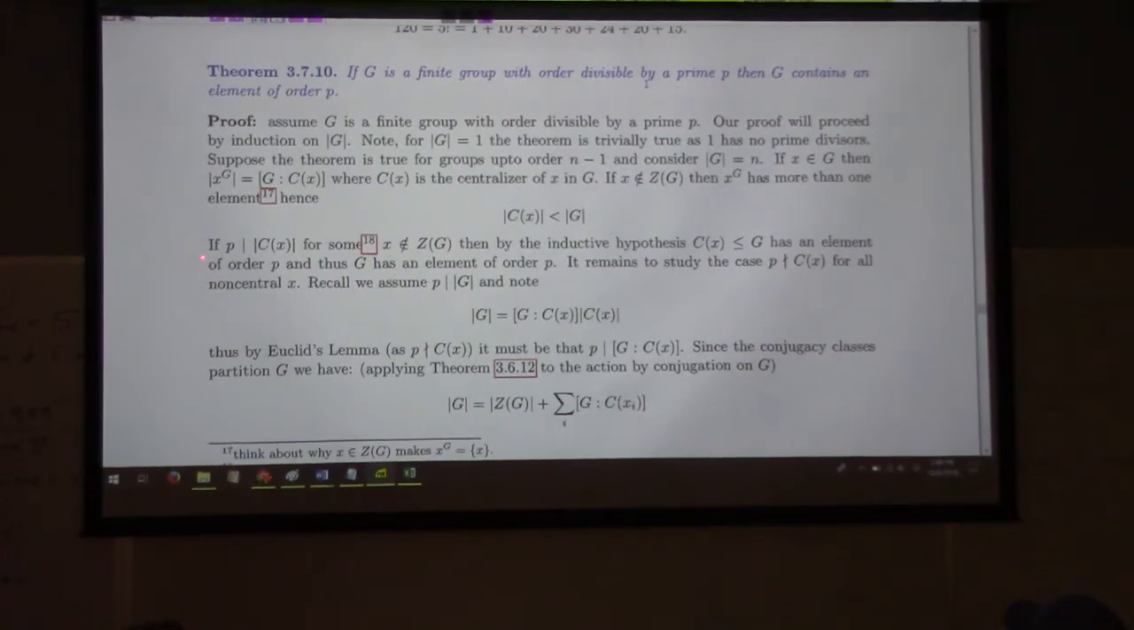And so if P divides the order of the centralizer for some x which is non-central, then by the inductive hypothesis, we know that C_x is a subgroup of G and it has an element of order P, right? Because if the prime P divides the order of a group with order less than n, then by the induction hypothesis, there exists an element of order P. So what's the other case?